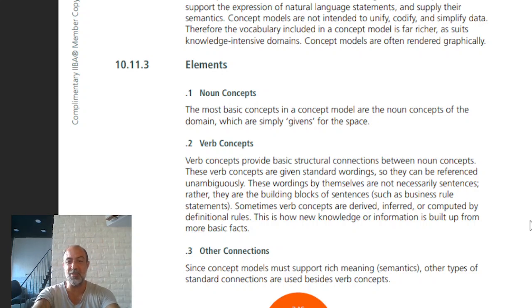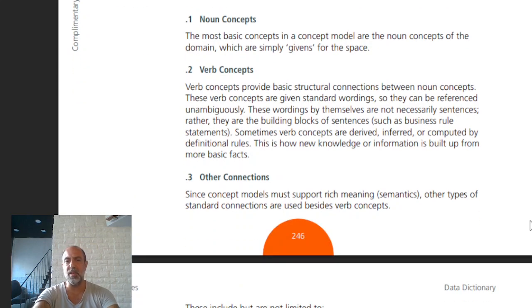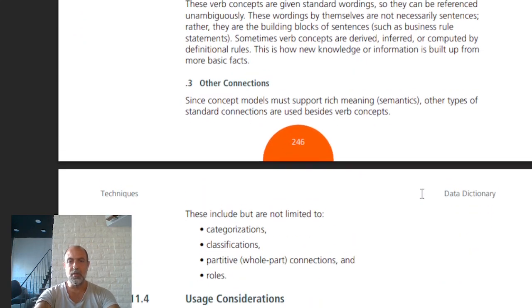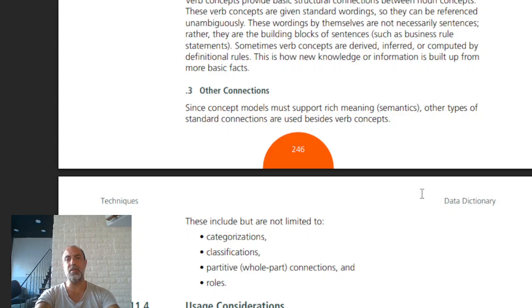These wordings by themselves are not necessarily sentences. Rather, they are building blocks of sentences, such as business rule statements. Sometimes verb concepts are derived, inferred, or computed by definitional rules. Yeah, I think the better way to see it is the functionality in between the different points on the system.